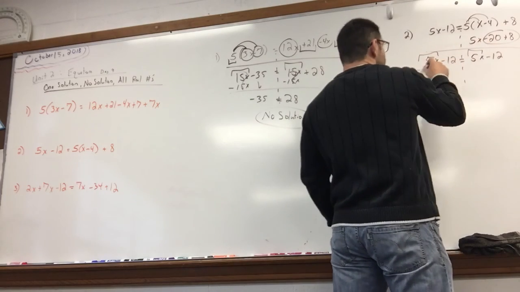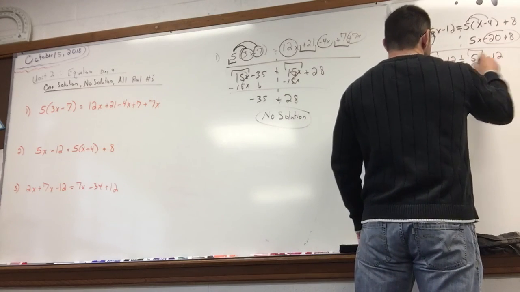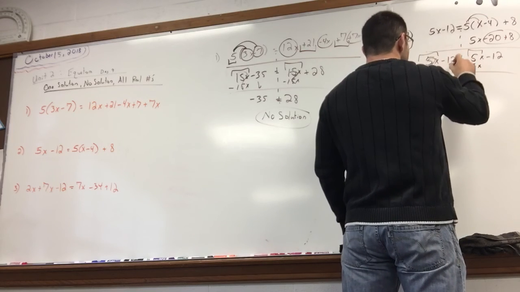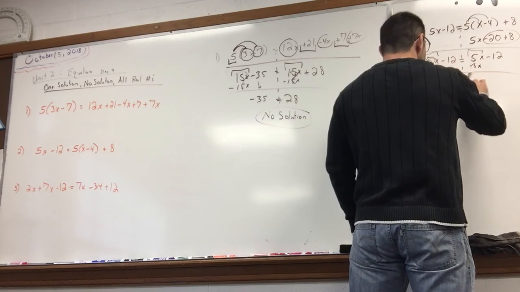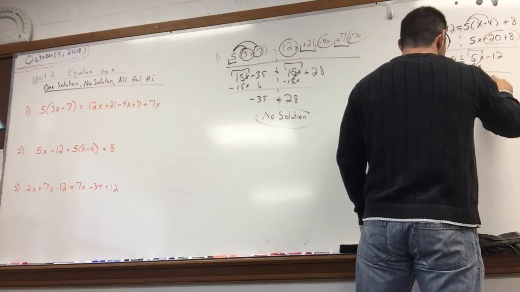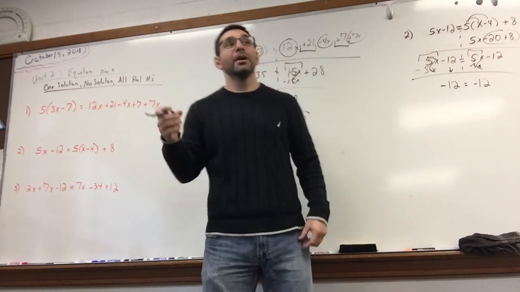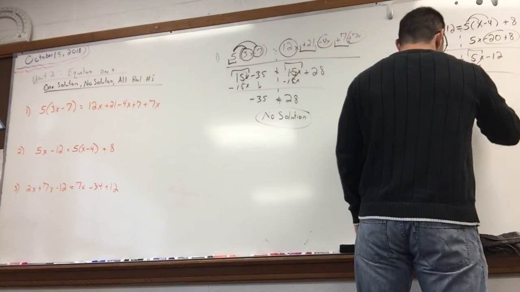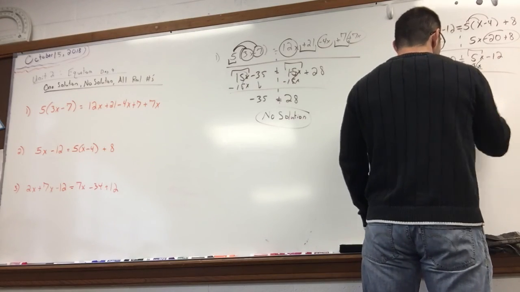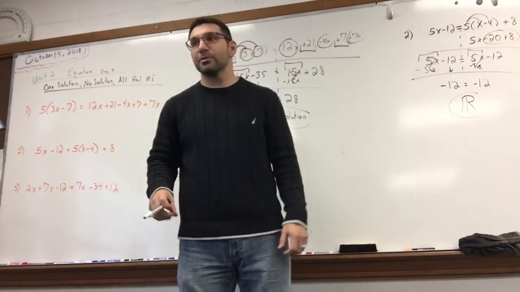Find your variables. Have to subtract 5x from both sides. That's 0. Negative 12 equals negative 12. Is that true? When one side's the same as the other, then we put the symbol here, which is all real solutions or all real numbers.